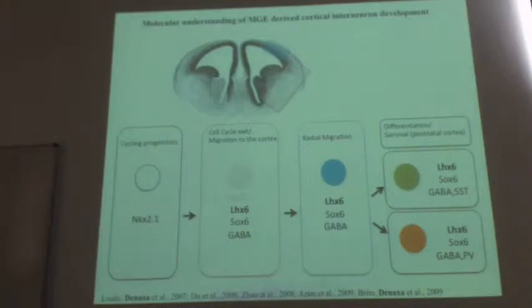So our interest was focused at the beginning on LHX6, because this is a transcription factor that has been identified in the lab. And in order to study the role of this factor in the development of cortical interneurons, we have generated a knockout mouse.